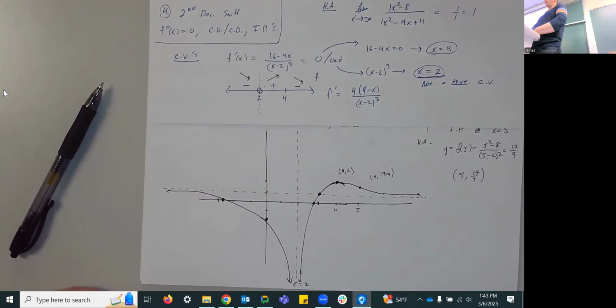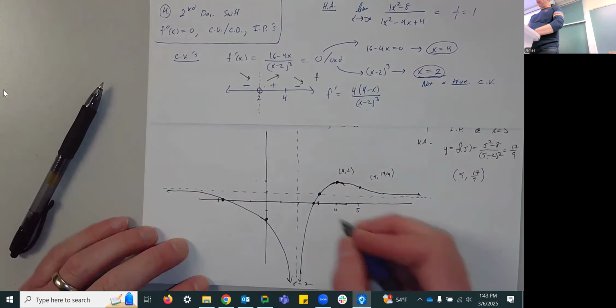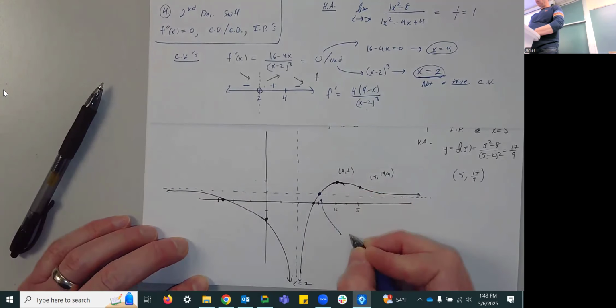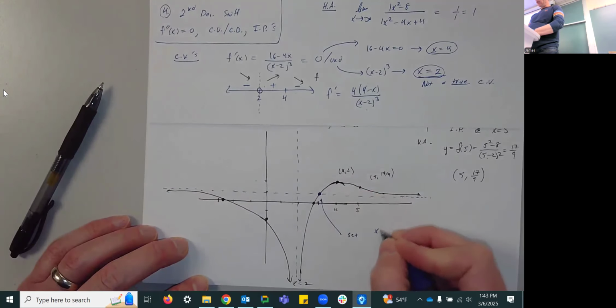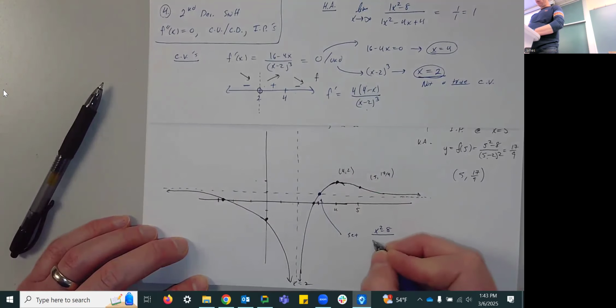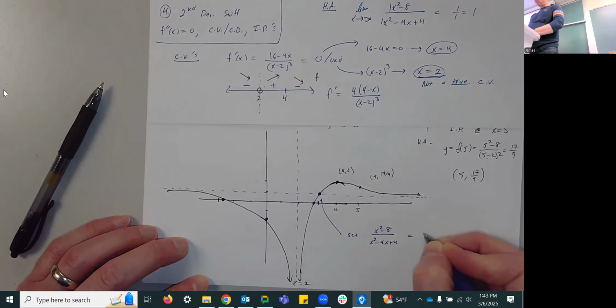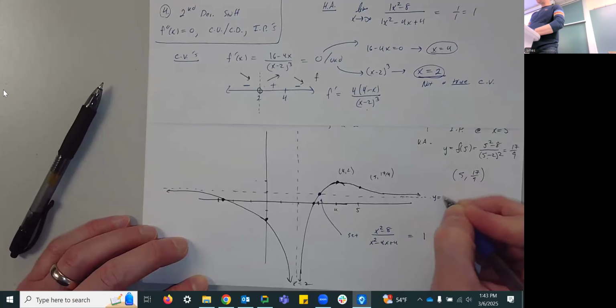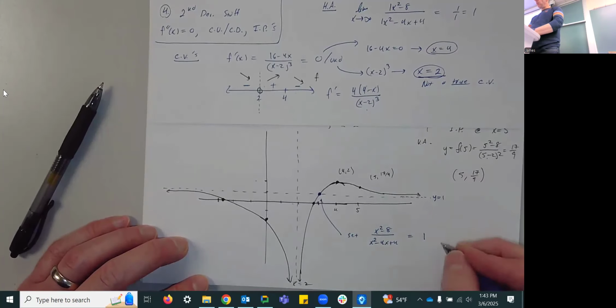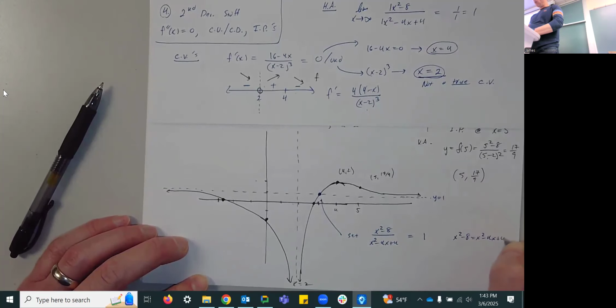Probably not. If you want to find it, the way you'd find it is by setting the function x² - 8 over, I'm going to multiply at the bottom, x² - 4x + 4. You set that equal to 1. And then solve for x. If you did that, you get x² - 8 equal to x² - 4x + 4. The x squareds cancel. You subtract 4 over there, you get -12 equal to -4x. So x equals +3.